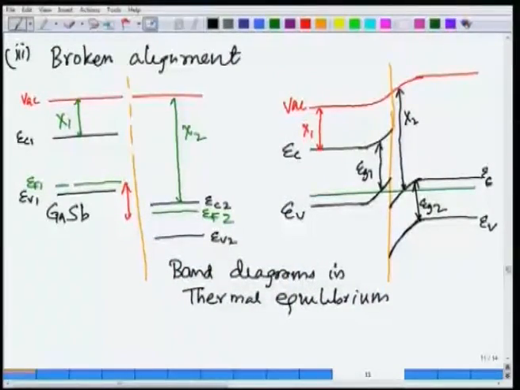And maybe I will write, finally, the absolutely final, let me give you an example of the materials we are talking about here. This could be gallium antimonide, and this material could be indium arsenide. This is the broken type band diagram which I was trying to show you.